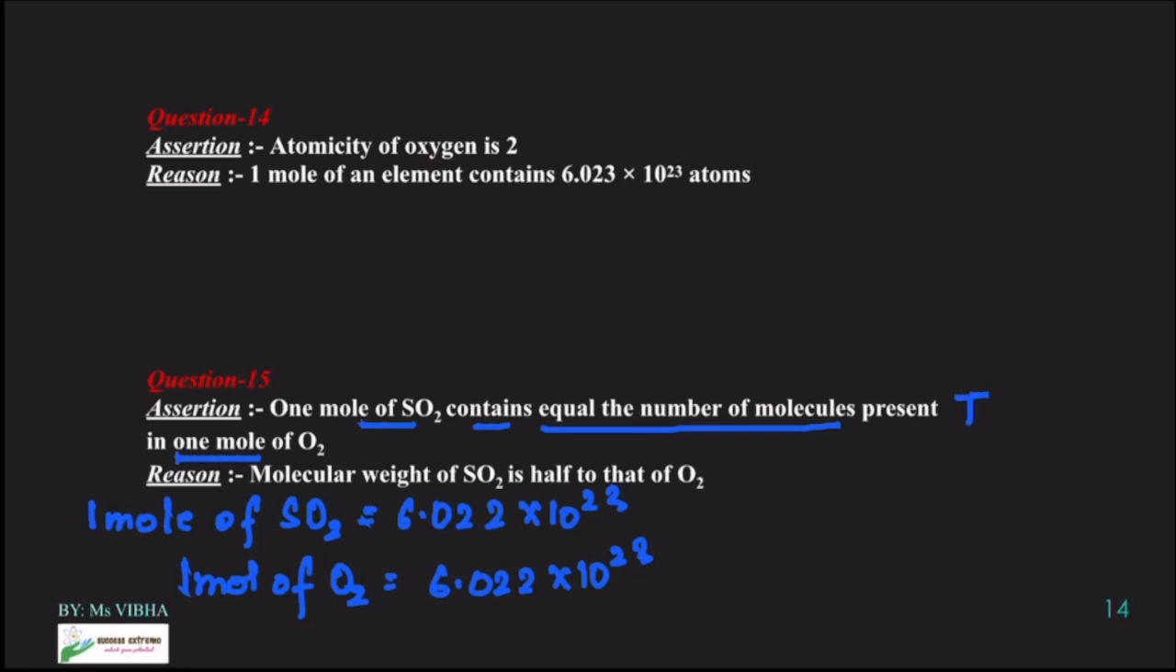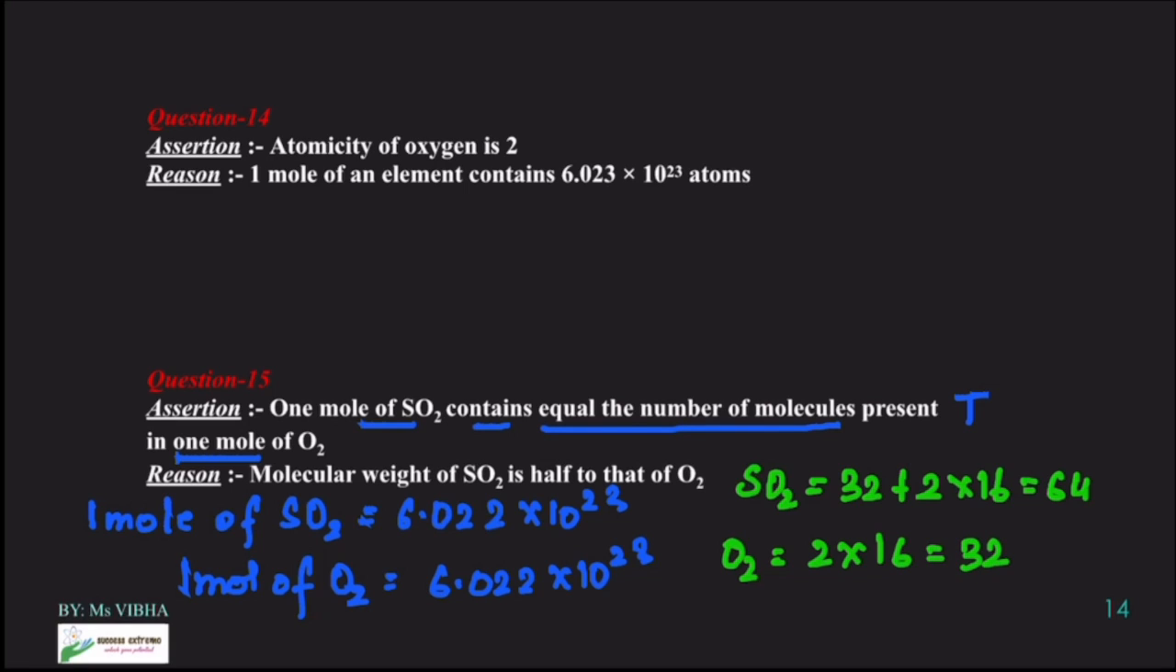The second statement says that the molecular weight of SO2 is half that of oxygen. For calculating, we have to calculate the molecular mass of SO2 as well as of O2. The molecular mass of SO2 is 32 plus 2 × 16, which is equal to 64 grams per mole, and O2 is 2 × 16, which is equal to 32 grams per mole. We can see that the mass of SO2 is twice the mass of O2. It is not half but twice. So the second statement is false. According to this, the option is C.